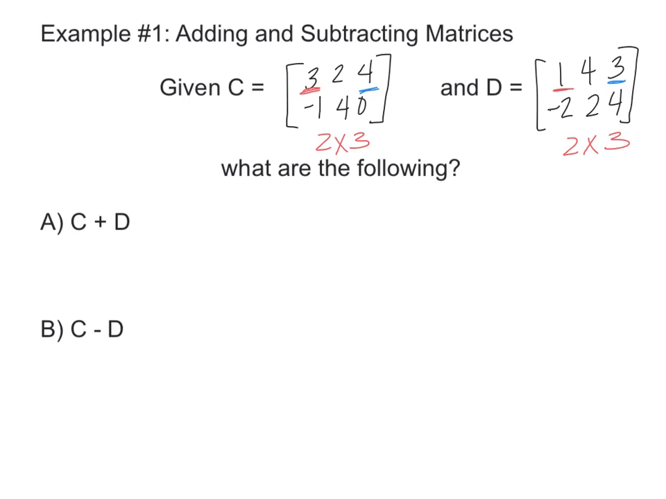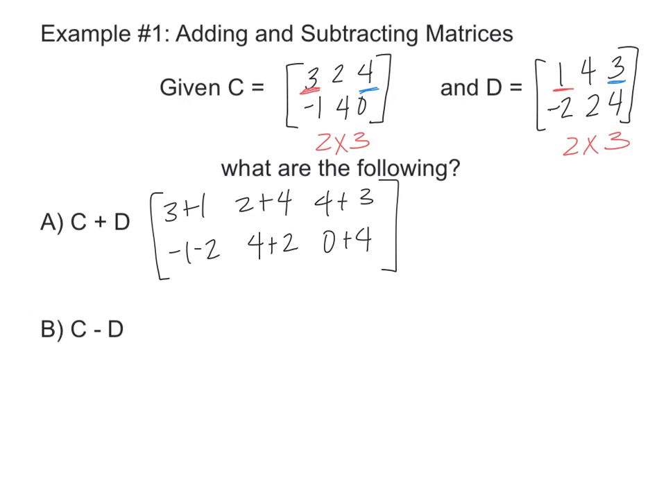as far as corresponding elements. So anyway, to add your matrices, we would have 3 plus 1, and then 2 plus 4, and 4 plus 3, negative 1 minus 2, 4 plus 2, and 0 plus 4. You really don't have to show your work if you can do that mentally. So our answer should be 4, 6, 7, negative 3, 6, 4.